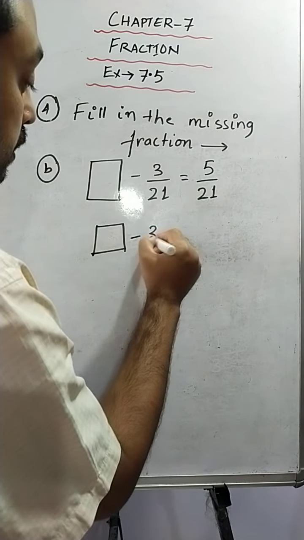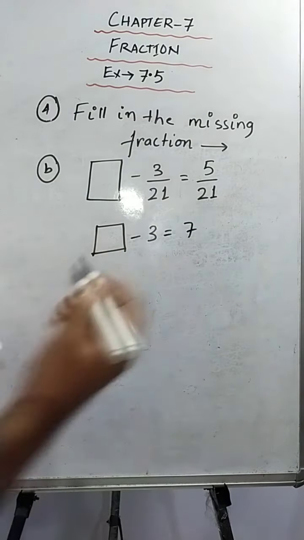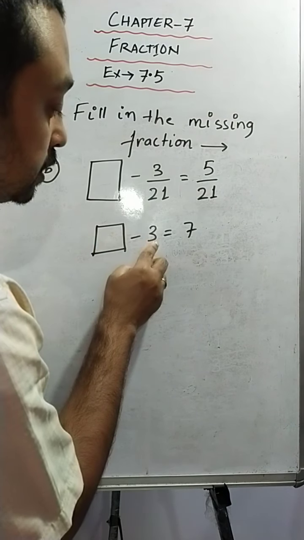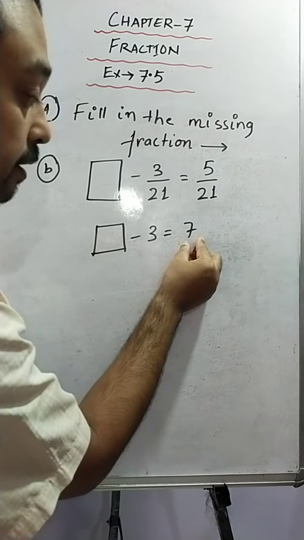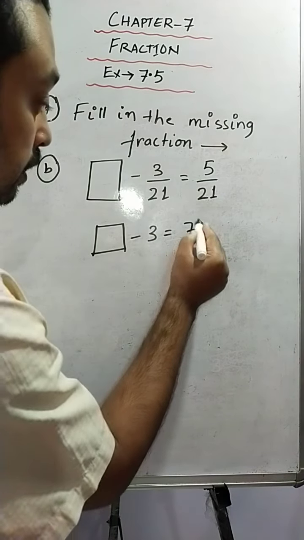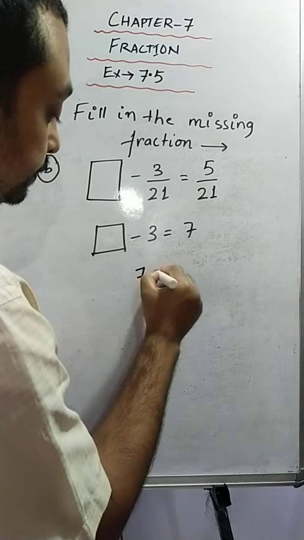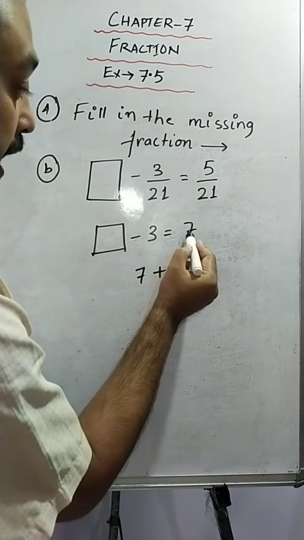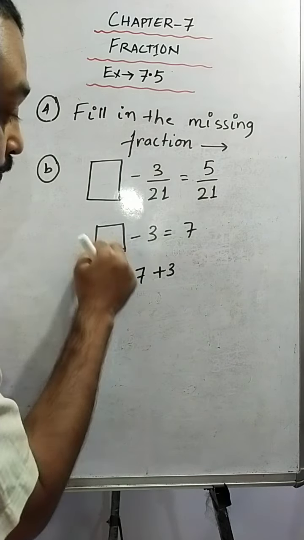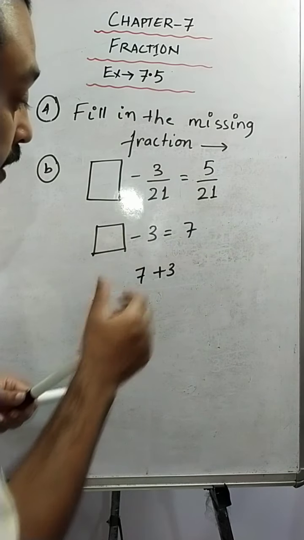So suppose you have written 3 and you have written 7. Fine. What is the number from which you subtract 3, you get 7? So in this case, how do we get this number, boys? That is 7 plus 3. You add these two numbers to get this number. Fine. You just see how the numbers are arranged.